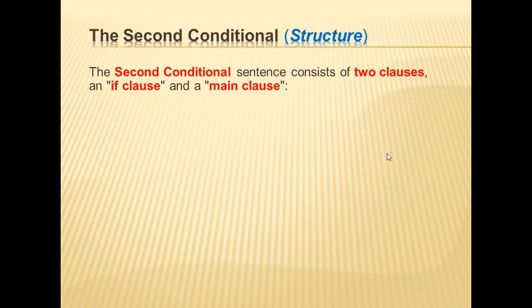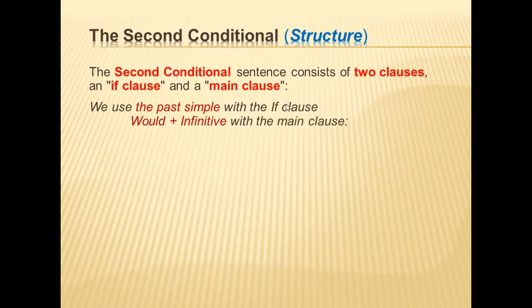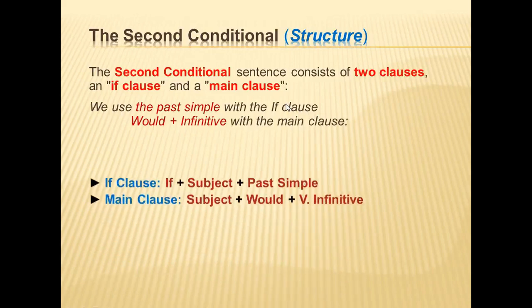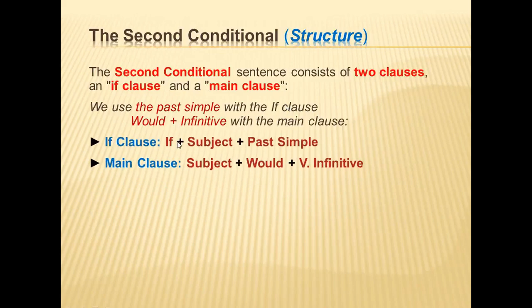The second conditional sentence consists of two clauses, an if clause and the main clause here, and we use the past simple with the if clause and would plus infinitive with the main clause. This is the formula of the second conditional: in the if clause they have if plus subject plus past simple, and in the main clause they have subject plus would plus infinitive.